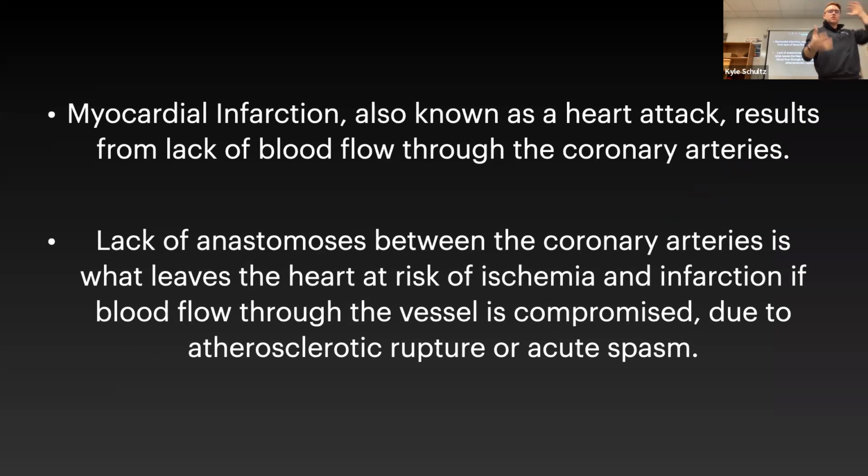Same thing with the brain. The brain doesn't have very many of them either. Whereas if I have a little bit of an occlusion in an artery in my arm, there are whole bunches of different side streets and multiple sets of vasculature that can get the blood to where it needs to go around that thrombus. Does that make sense? So the lack of those between the coronary arteries is what leaves the heart at risk of ischemia and ultimately infarction when the flow through the vessel is compromised due to either atherosclerotic rupture or acute spasm. Those are the two main causes of MI. The most common is going to be atherosclerotic rupture, but it is possible to have acute spasm.